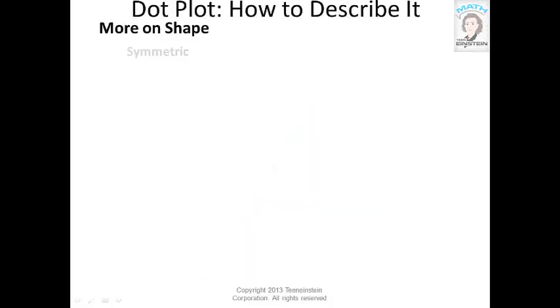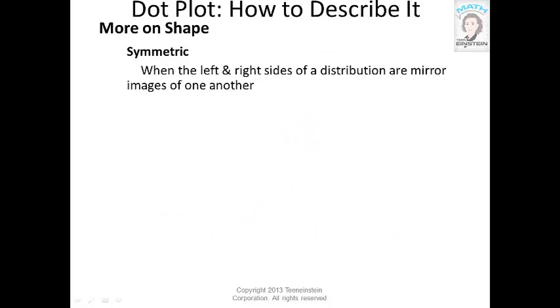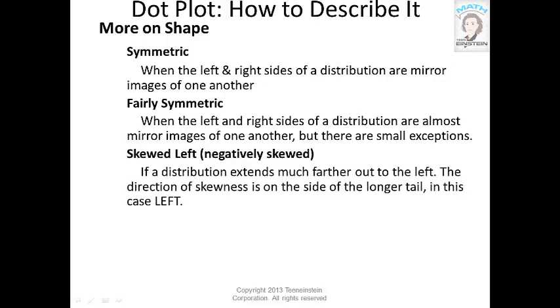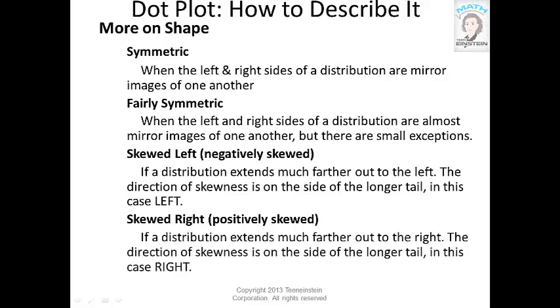How to describe it? Symmetric. When the left and right side of a distribution are mirror images of one another, it is called symmetric. Fairly symmetric means both sides are almost mirror images, but there are some small exceptions. Still we call it fairly symmetric. Skewed left, or negatively skewed: if a distribution extends much farther out on the left side, the left side is longer, maybe we will see visually later. The direction of skewness is on the side of the longer tail, so we call it left. Positively skewed is called right skewed, if the distribution extends further out to the right.